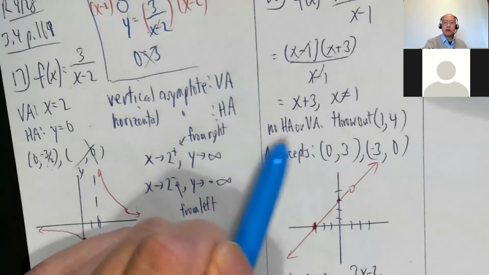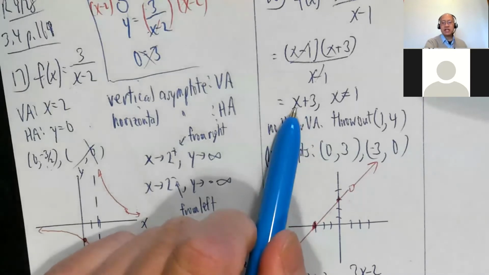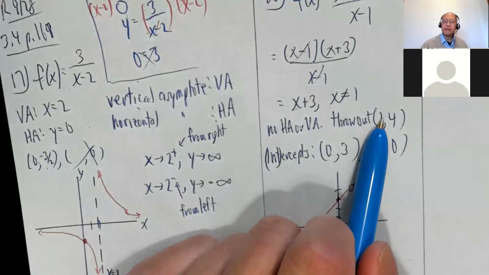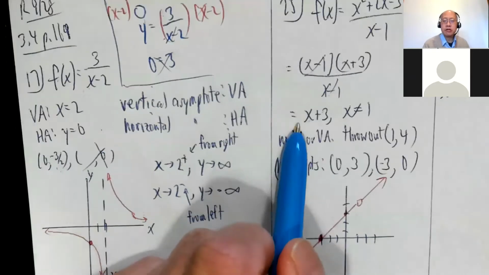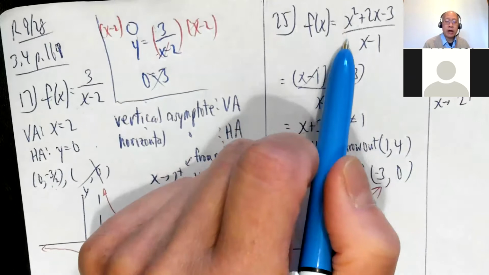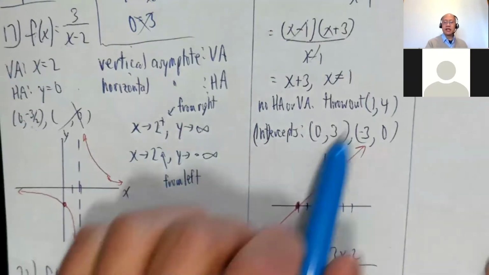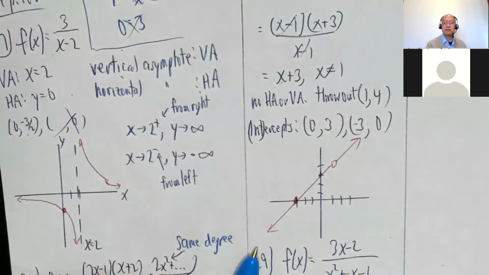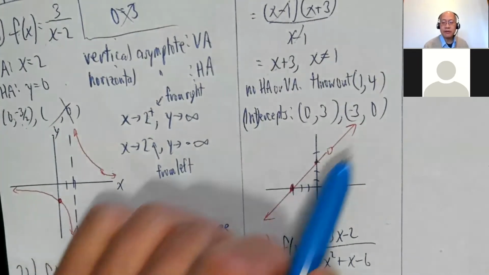So there are no horizontal or vertical asymptotes. You say, how do you know? Well, x plus 3 is a line. It just goes like this. And I throw out the point 1, 4, because 1 gives me 4 here, but that wasn't the original question. The original question is this, and x equals 1, I don't get 1, 4 here for sure. So it's as if you've got this line, and I just punch a hole at 1, 4, and everything else stays the same. So that would be my graph of this.